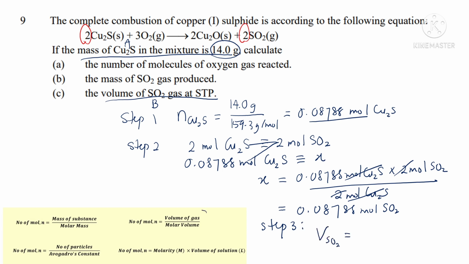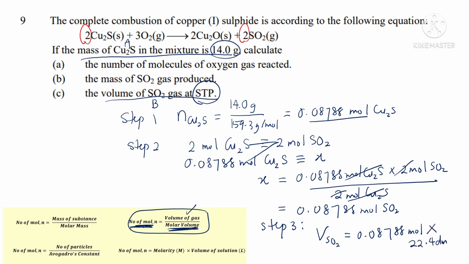We need to use the formula: number of moles equals volume of gas divided by molar volume. So to find the volume of gas, we take the number of moles of the sulfur dioxide gas multiplied by the molar volume at STP. That is 0.08788 mole of sulfur dioxide multiplied by the molar volume at STP, which is 22.4 dm³ per mole, to give us the volume of sulfur dioxide gas as 1.969 dm³.